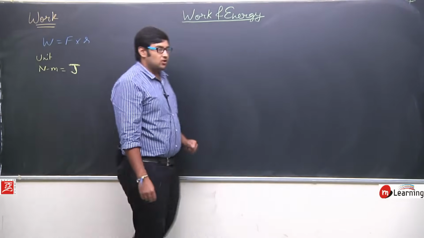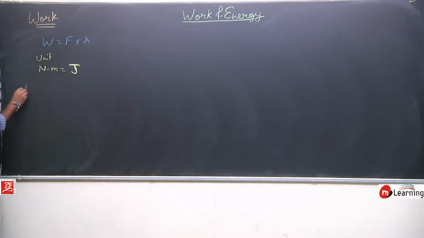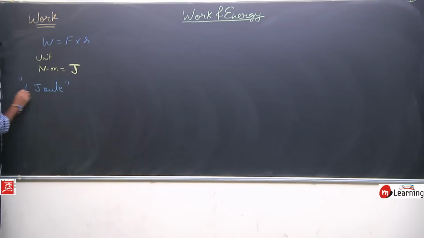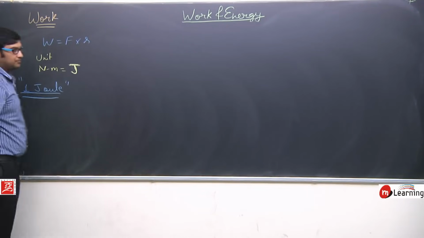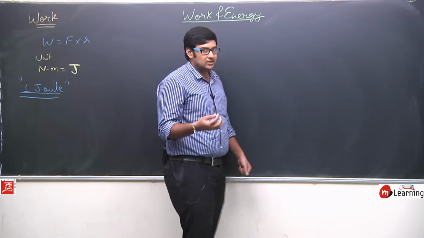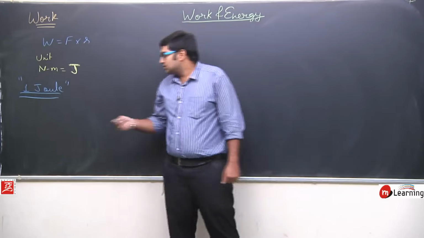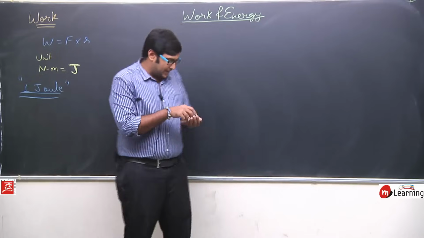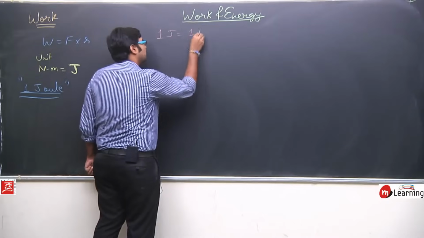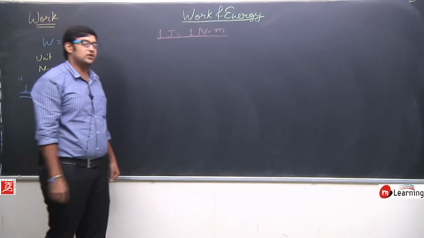Now we will define the concept of 1 Joule. What is basically 1 Joule? Now we know that work is basically the combination of force and displacement. This is the general definition. So if I say 1 Joule, I can write 1 Joule as 1 Newton meter.